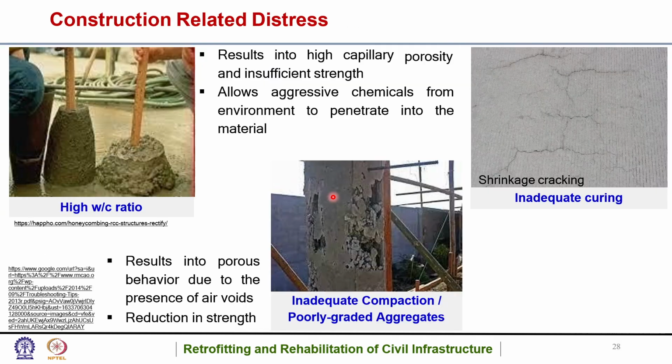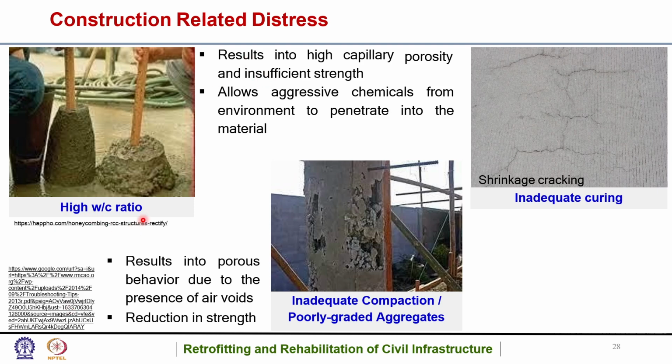Construction related distress can be due to a high water cement ratio. This results in high capillary porosity. Capillary porosity basically means the pores which are in the size range of 3 nanometer to 30 micrometer. That is basically called capillary pores. Lesser than that we call them gel pores. We'll be discussing this in coming slides.